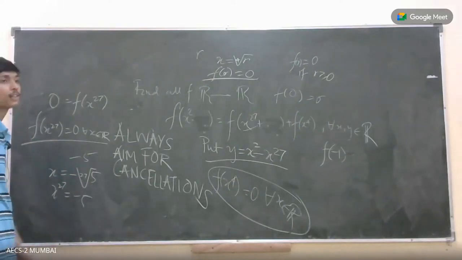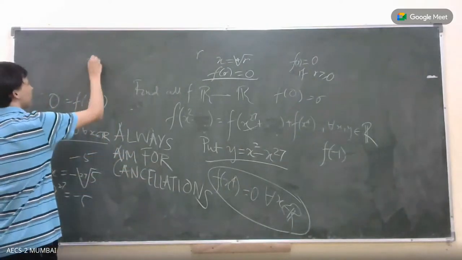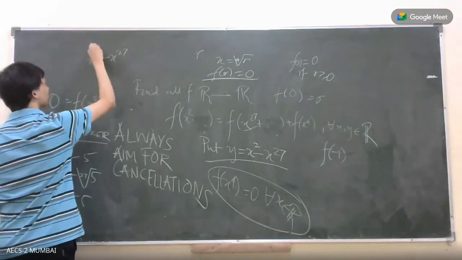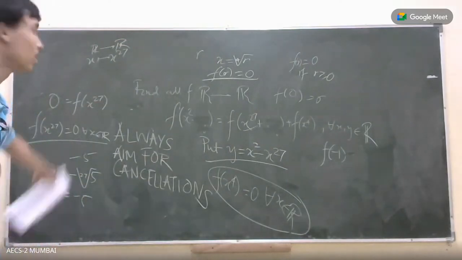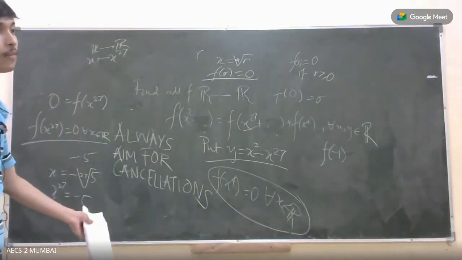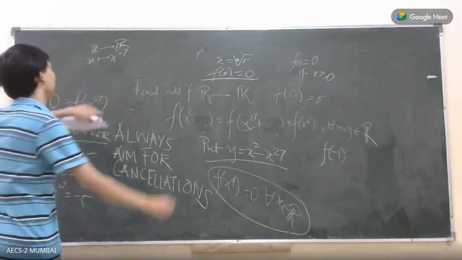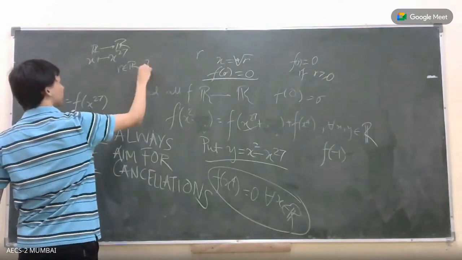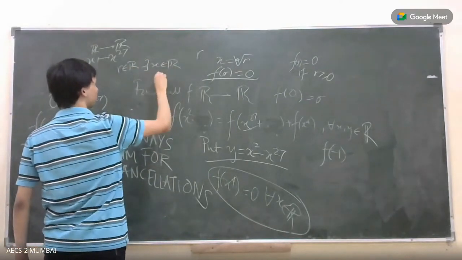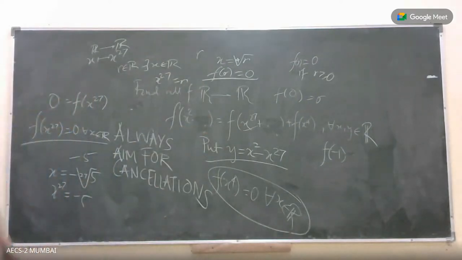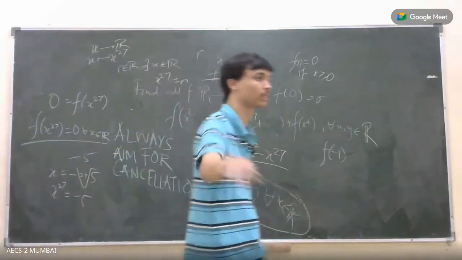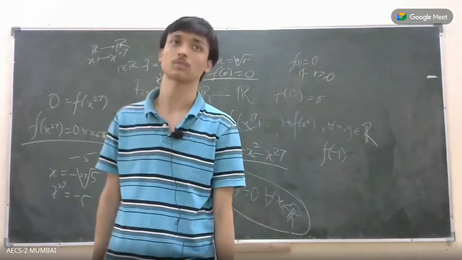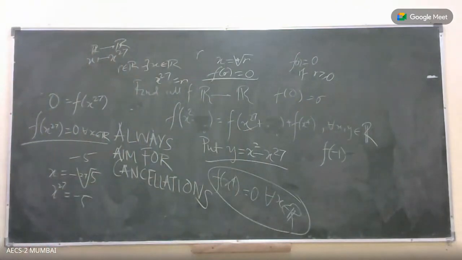A fancier way of saying it is that x maps to x to the power 27 is bijective. Or rather, here we only need surjectivity. That is, for every real number r, there exists x in R such that x to the power 27 equals r. And this is true even for negative ones. Which means that f(x) is identically 0. f(x) is the constant function zero. Was this example clear to all of you?